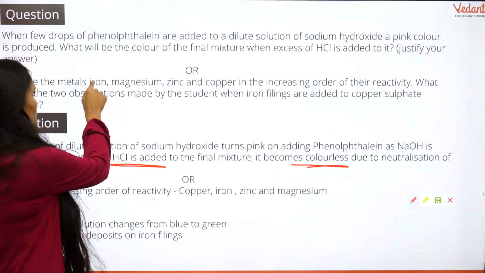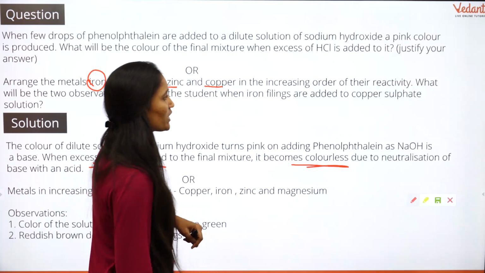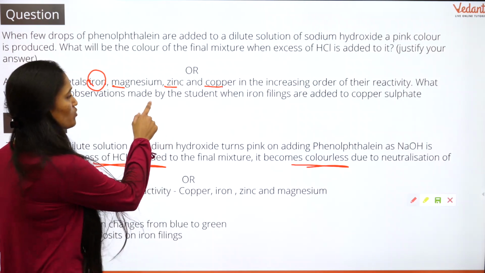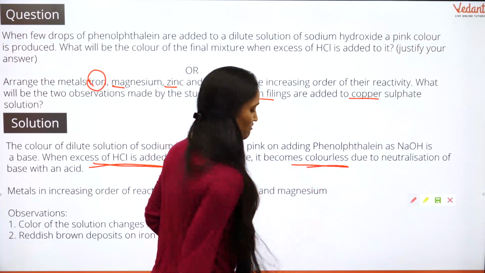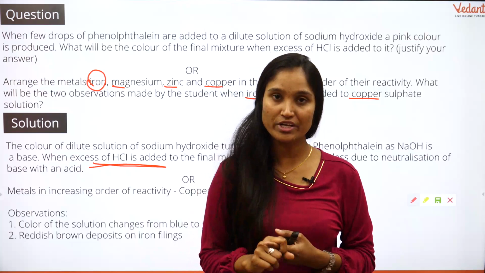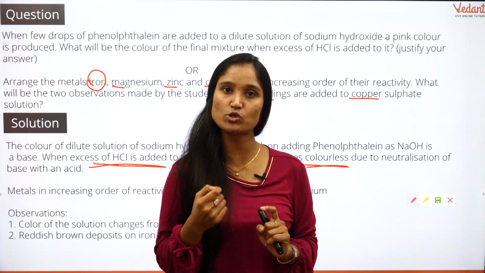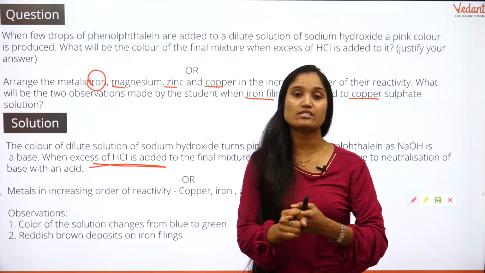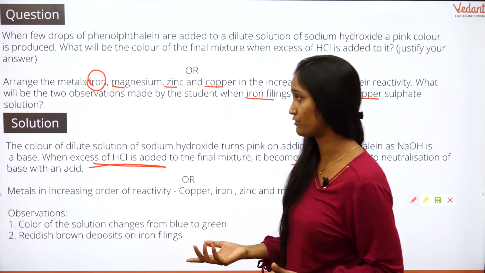Arrange the metals iron, magnesium, zinc, copper in increasing order of their reactivity. What will be the two observations made by the student when iron filings are added to copper sulfate? So it's a very easy question. We all know the reactivity series very well. In Sprint 1, I also gave you a mnemonic to remember this reactivity series, correct? So the reactivity series also falls into the first three chapters, and I'm sure everyone's confident about it.